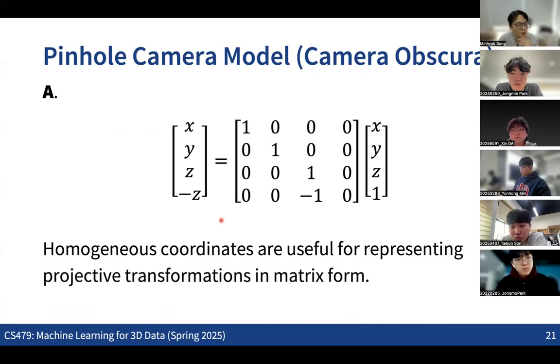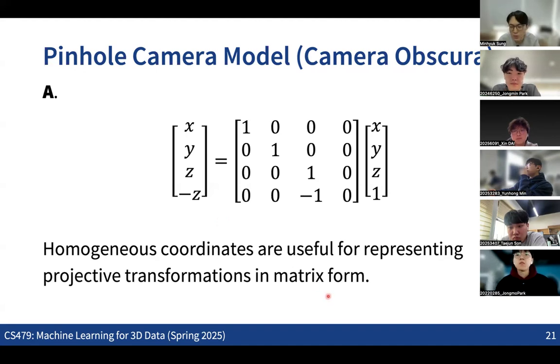So you can see that homogeneous coordinates are quite a useful idea in terms of representing this kind of projective transformation in matrix form. That's the basic idea of how we are going to represent all these camera models using matrices. Clear? Any questions?